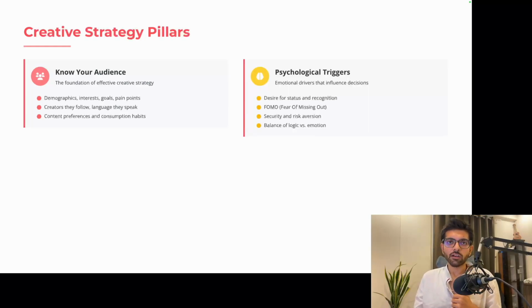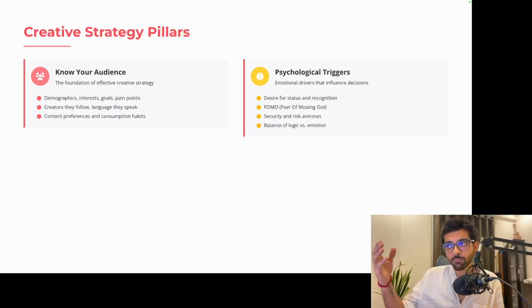Then psychological triggers. Once you know the audience, you will be able to figure out what emotional drivers will trigger them to do the action that you're looking for, right? So desire for status or recognition, or fear of missing out, or security and risk aversion, or balance of logic and emotion. All these things are there, but for your audience, which one fits in?